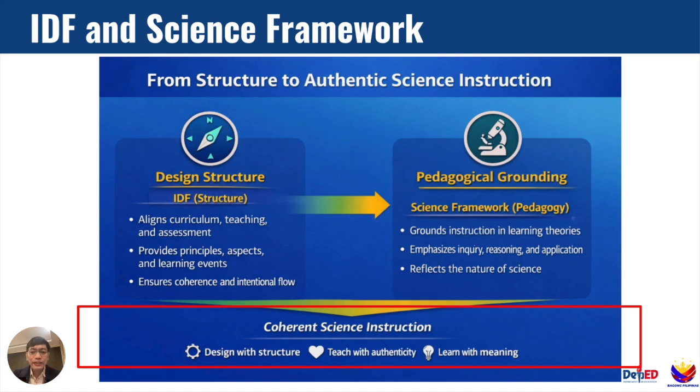On the other hand, you have the science education framework, which provides the pedagogical grounding. It reminds us that science teaching should be rooted in how learners learn science best, through inquiry, reasoning, application, and meaningful engagement with real world contexts. It also ensures that our teaching reflects the true nature of science as a discipline. So when we bring these two together, we achieve coherent science instruction. When the IDF and the science education framework work together, science instruction becomes more purposeful, connected, and of course, learner-centered.